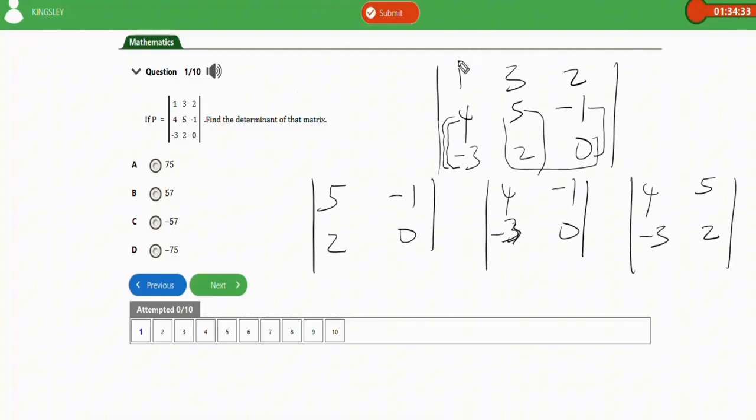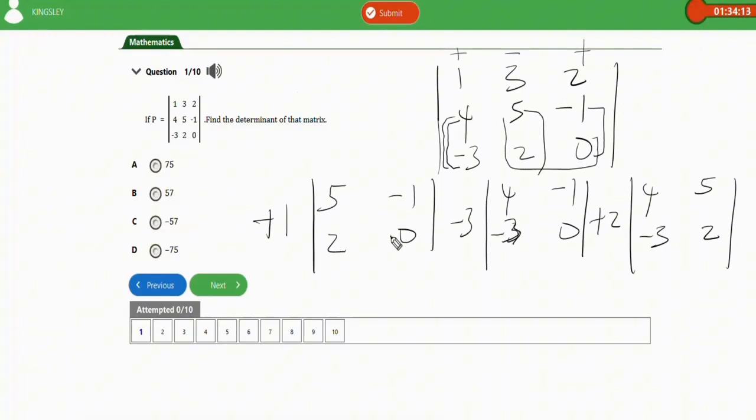So before you even start, you need to label the sign conventions, which is plus, minus, plus. So this is +1, so the +1 will times everything here. This is -3 to times everything here, and this is +2 times everything here. So let's break this down.